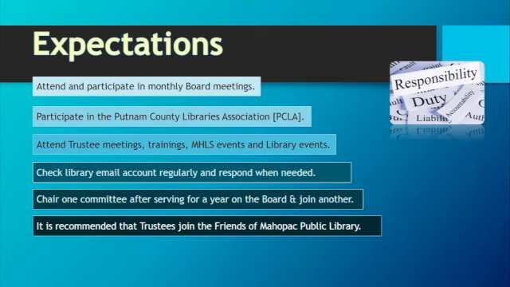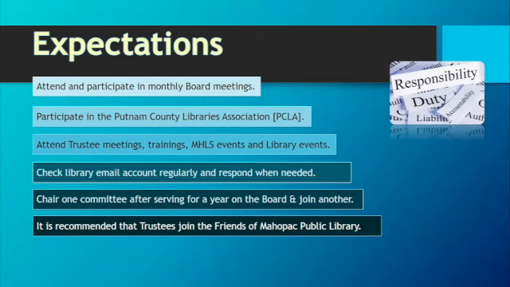Chair one committee after serving for a year on the board, and join another. Current library committees include Advancement and Public Relations, Board Development and Nominating, Bylaws and Policy, Finance, Personnel, Facilities, and Planning. Committees meet as necessary, and usually the director should be in attendance.